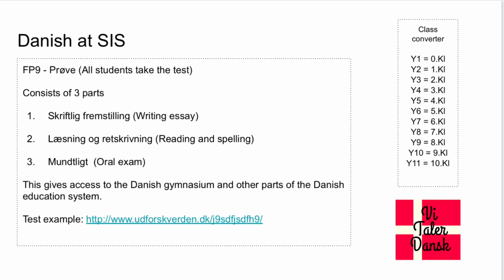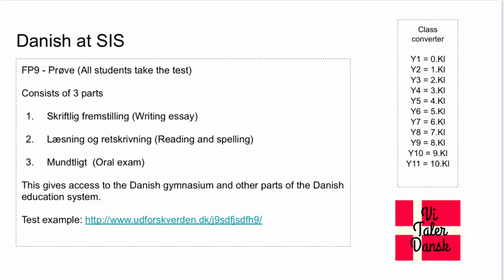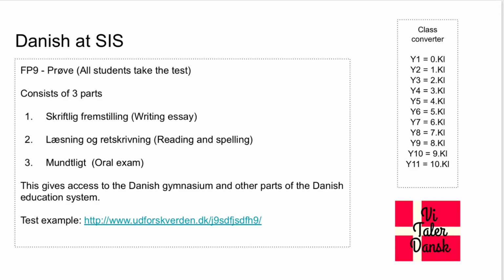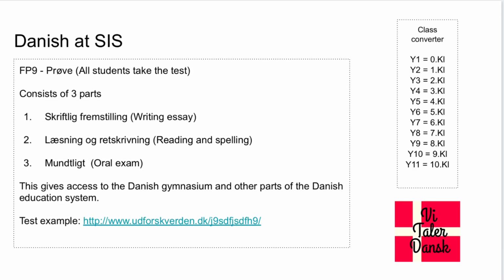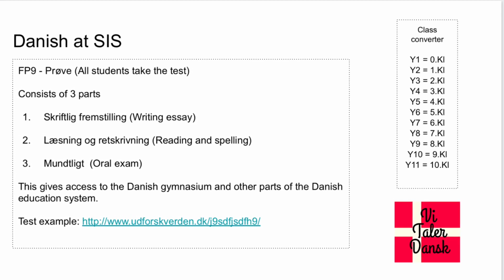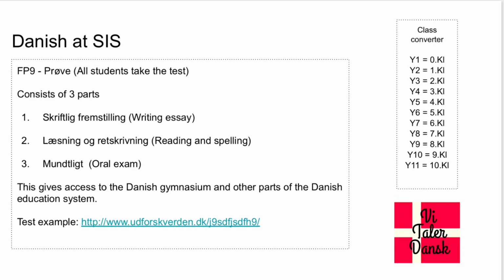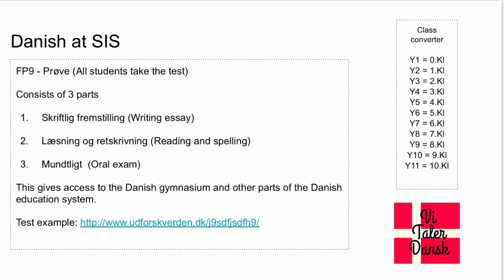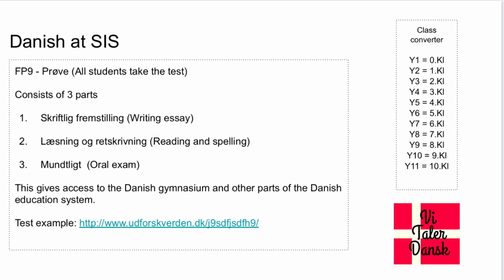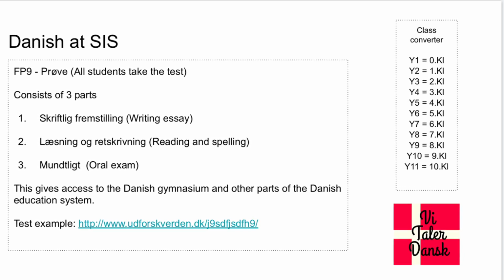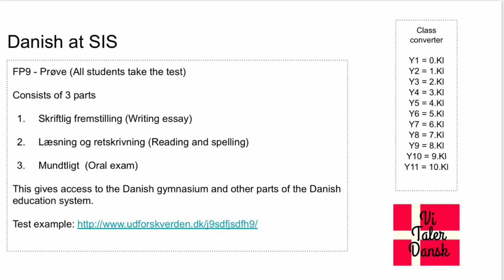The FP9 exam consists of 3 parts. There is a written essay, a reading and spelling test, and an oral exam. Passing this exam allows the students to move on to other parts of the Danish school system. You are also able to move on to the Danish gymnasium.